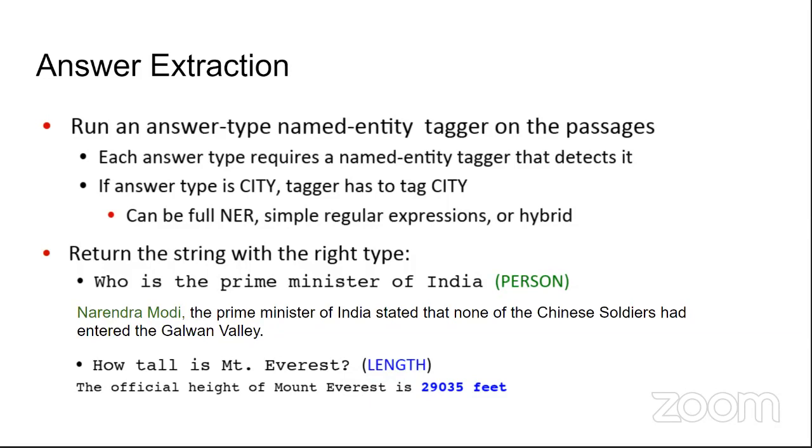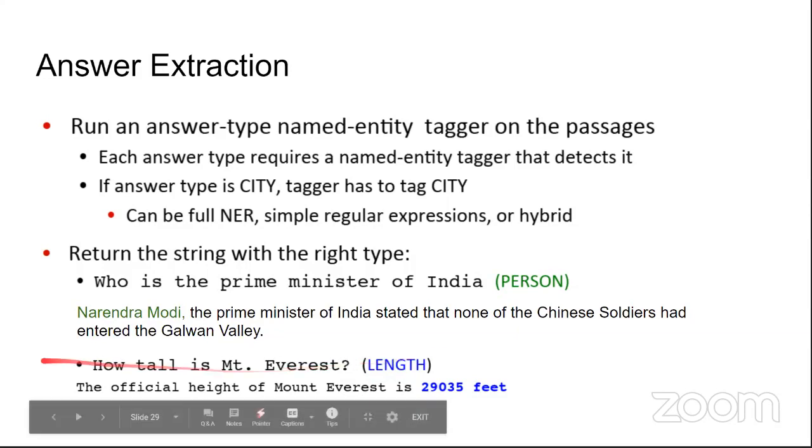So if the question is, who is the Prime Minister of India, and the answer type is person, then the passage containing "Narendra Modi, the Prime Minister of India, stated that none of the Chinese soldiers had entered the Galwan Valley", Narendra Modi should be extracted from that passage. How tall is Mount Everest? If Wikipedia says the official height of Mount Everest is 29,035 feet, then 29,035 feet, as a length or a number from the taxonomy, should be extracted from it.